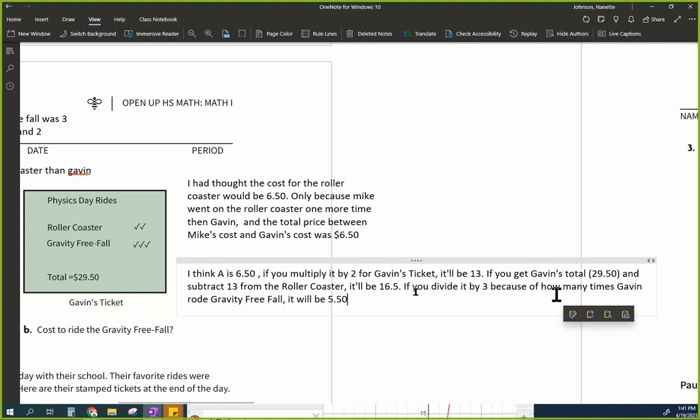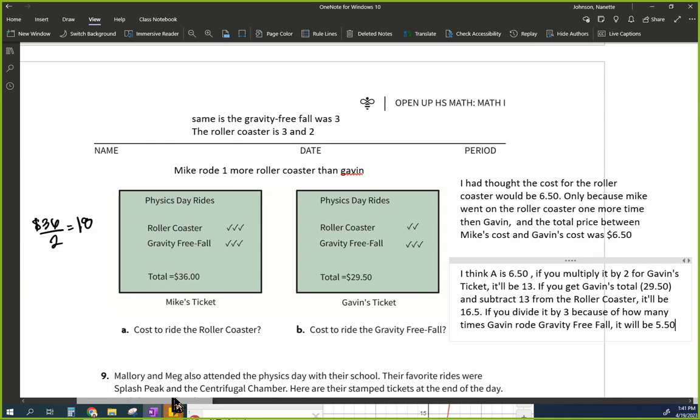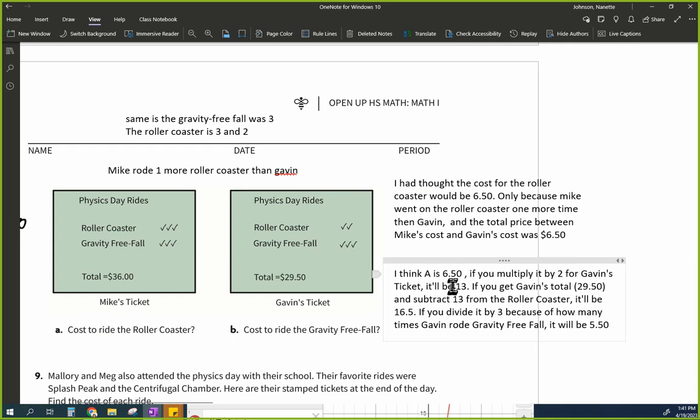This is what another person wrote, kind of similar. I think A is $650. So the cost for the roller coaster is $650. If you multiply by 2 for Gavin's ticket, it'll be $13. So now this is how she's finding $550. In order to find this one, she's telling us already, if you multiply this by 2, you get $13. And then Gavin's total is $29.50. So then you subtract, so it'll be $16.50. Divide by 3, you get $550. So this person's already on the next part.